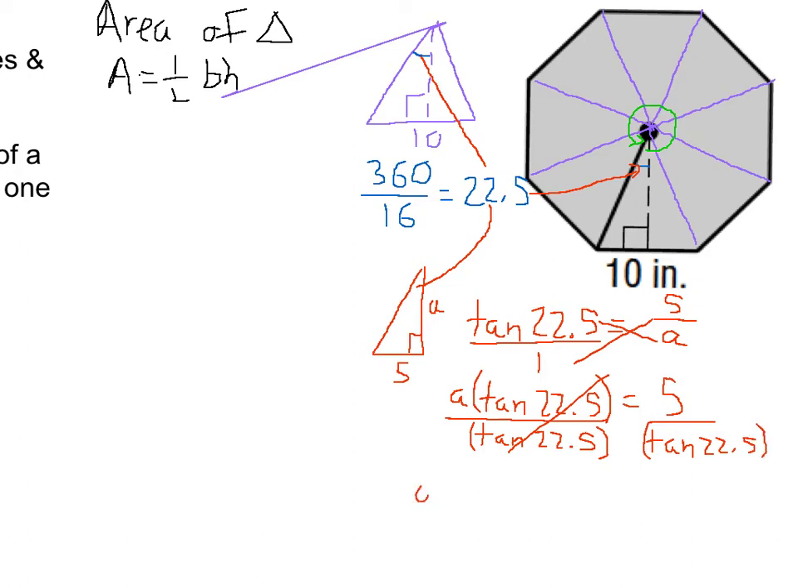And so then I just need to ask my calculator, what is 5 divided by the tangent of 22.5? And you should get approximately 12.071 inches. I like 3 decimal places, so that's what I always use. And that's the height, A, of my triangle, which we called A because it's the apothem in the figure.